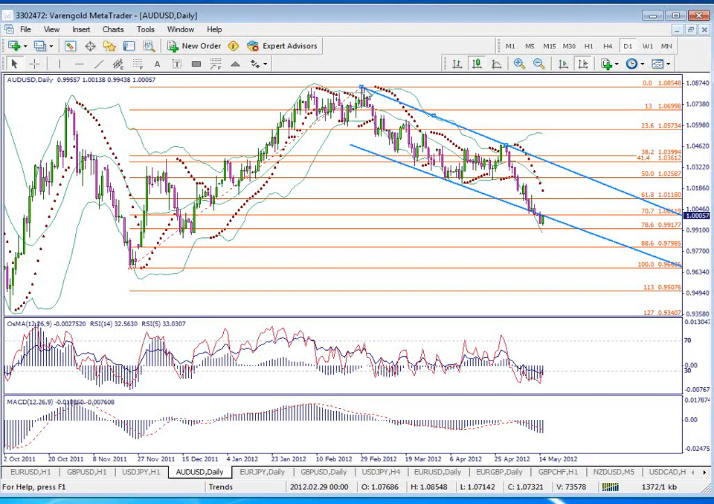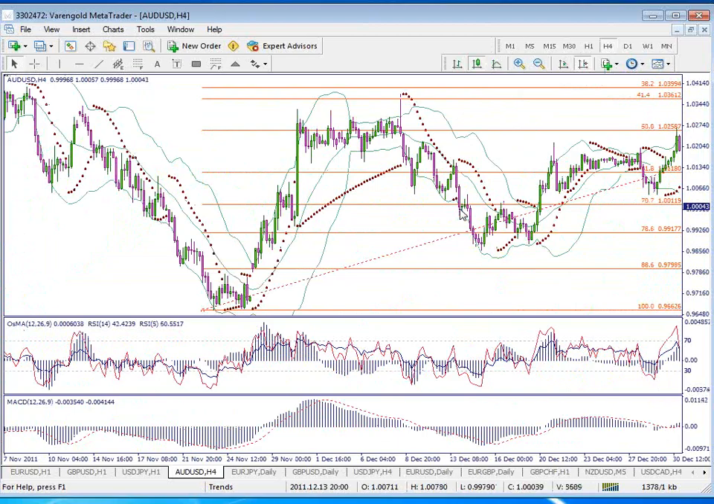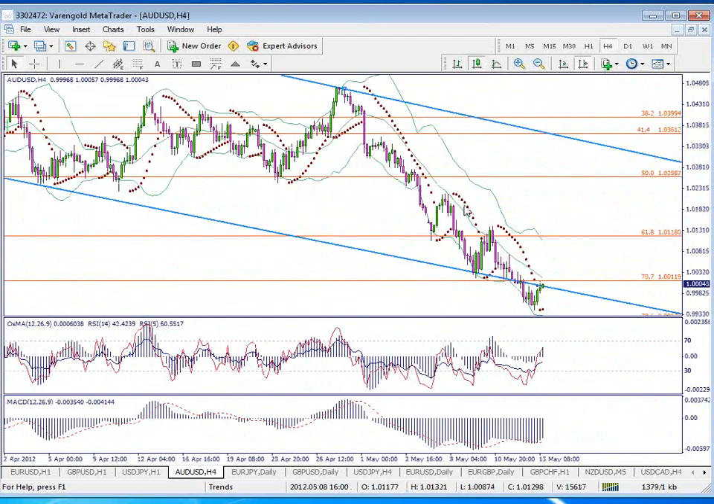I think that maybe the channel was something like this. I didn't put it from the high. So I have one high, the second high, and I have one low here. So I have the channel. This is something like the third wave of the channel. Let's see on a smaller time frame on Aussie dollar.